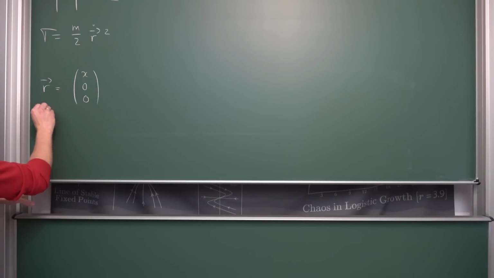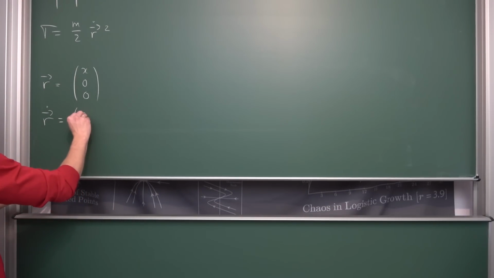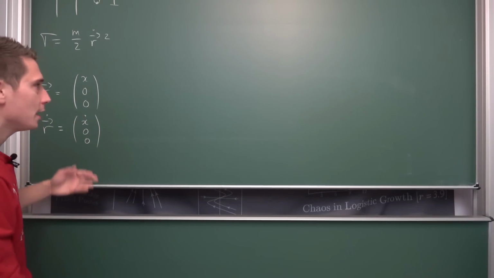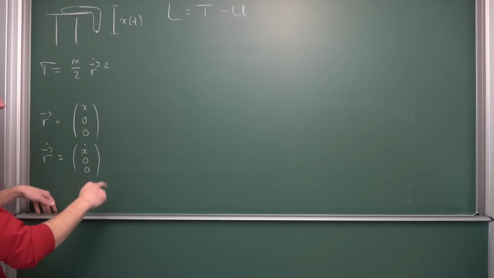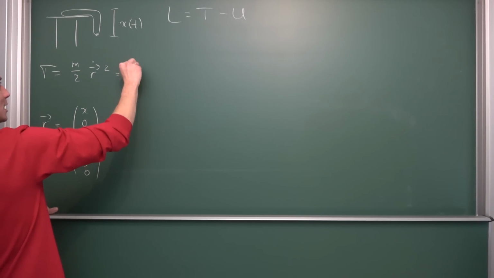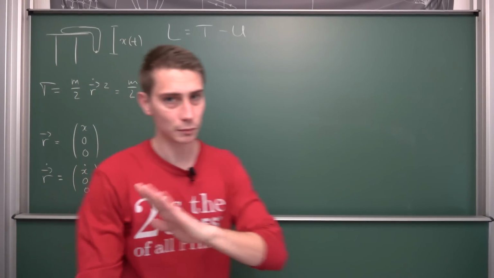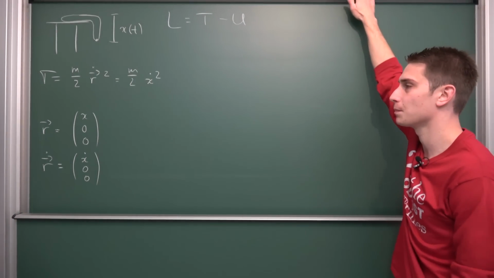Differentiation of vectors works pointwise, meaning we are just going to differentiate x with respect to time, so it's just going to be x dot overall, and all the other ones are just 0. Now we are going to take the scalar product of the vector with itself, leaving us overall with a kinetic energy of m over 2 times x dot squared. And hence we are done with this.